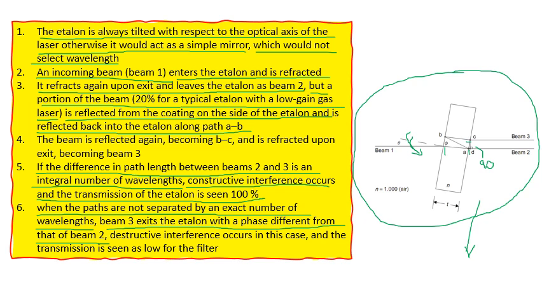Okay. But here, what it's saying, when the paths are not separated by an exact number of wavelengths, then destructive interference होगा. Okay. And the transmission is low for this kind of destructive. So destructive interference जो होगा, that will not pass through at all. It's very low. Okay, transmission is very low. So the transmission is 100% only for the constructive interference. This is how this etalon works, and we get output besides the longitudinal modes and the frequency.